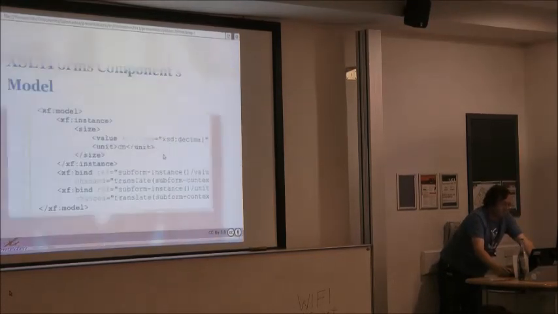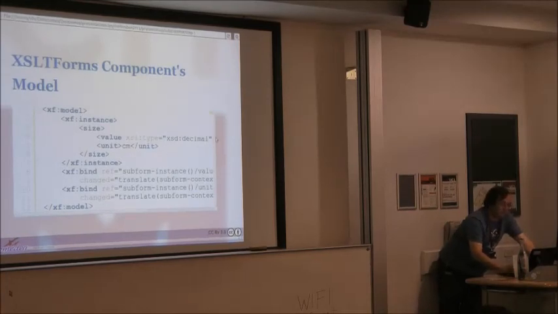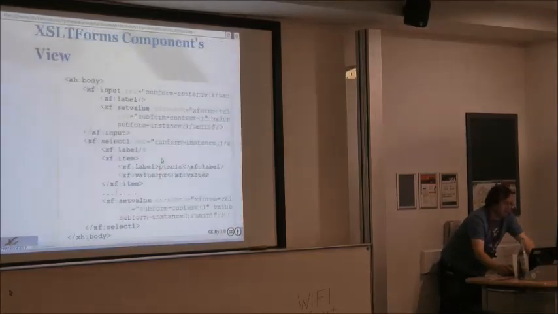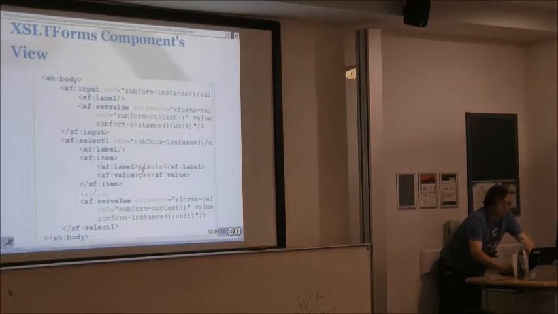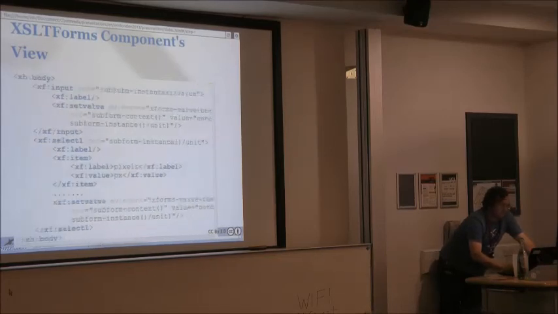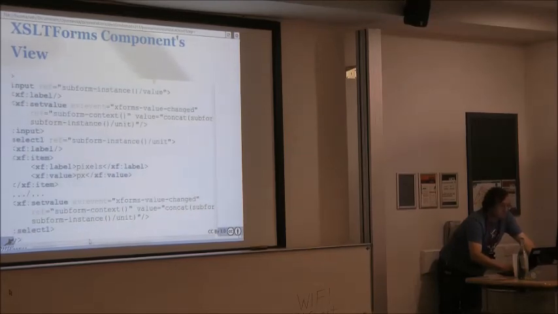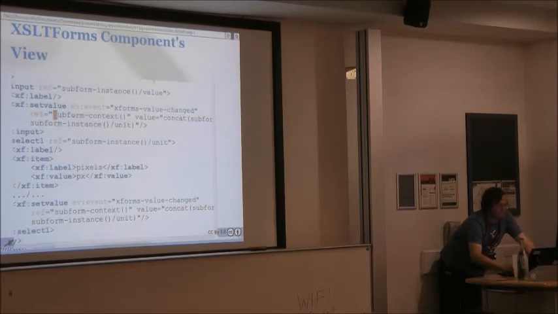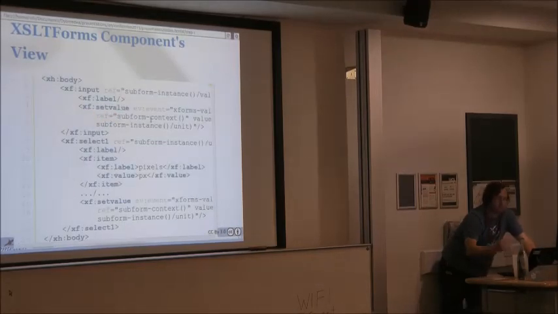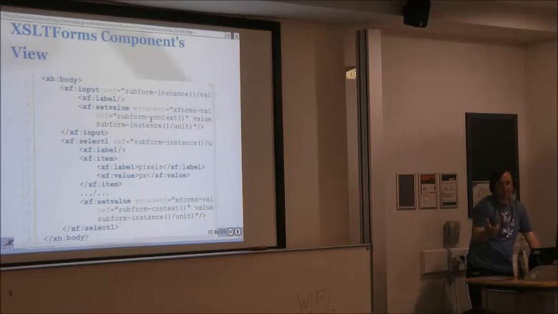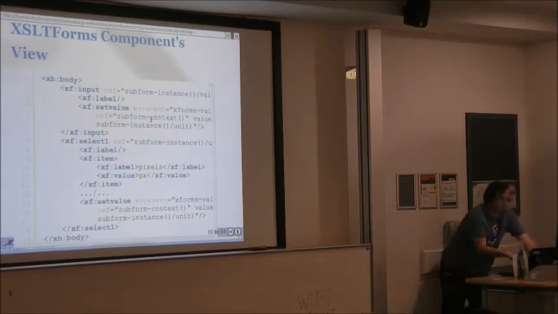I will show it very. So the model again would be this one. The component tool would be this one. You see that we are using here the subform instance to make reference to the current instance. And we are using here the subform context to have access to the current context node in the caller form. And that's why we don't need to have two different instances.